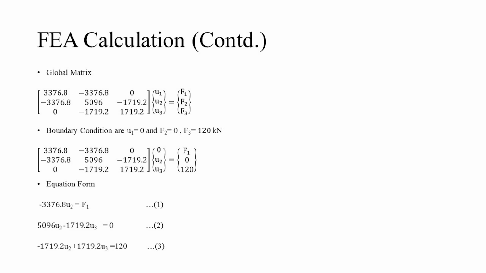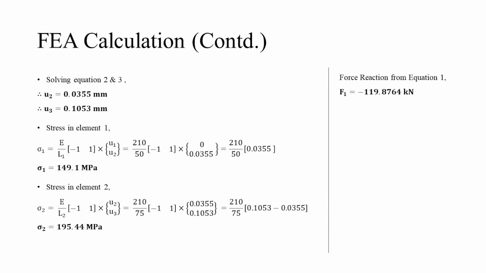The boundary condition is imposed on the global matrix, which results in a set of linear equations. By solving these equations, we can find the unknown variables, the deformation at nodes 2 and 3. The stress is found using the stress-strain relation as shown. The reaction is found by substituting the U in equation 1.